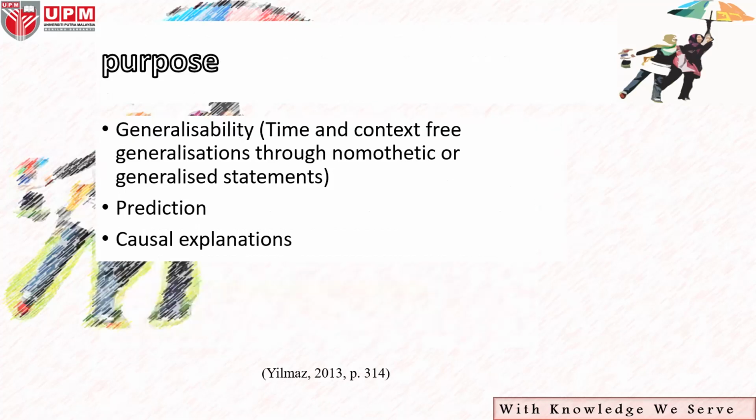Okay, the main purpose of a quantitative study is that we want to make generalizations from the sample to the population, and then we want to make predictions. Based on the current sample, based on the current situation, we want to predict future occurrences, by establishing the prediction equation as in regression. Contoh. And then causal explanation: we want to explain the cause and effect relationship between variables.